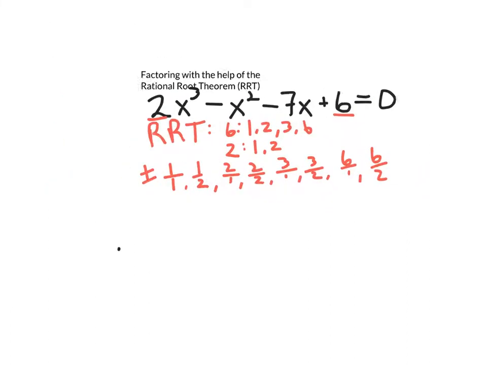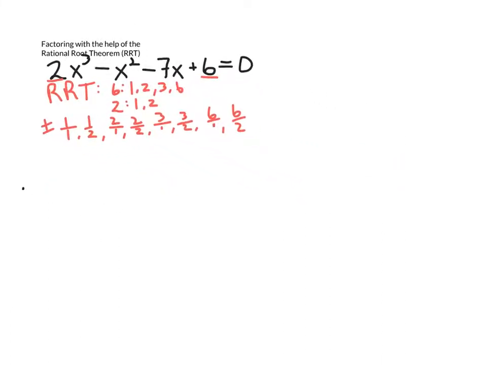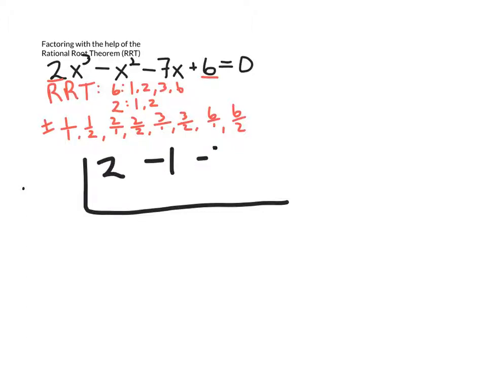I'm going to shrink this down a little bit and put this up in the corner here. So the next step, once we have all of our rational roots, is that we want to perform synthetic division. I'm going to perform synthetic division by simply taking the coefficients off of the polynomial. I'm going to have 2, -1, -7, and 6. And I'm going to begin with this positive 1 and see what happens when I plug in that 1 here.